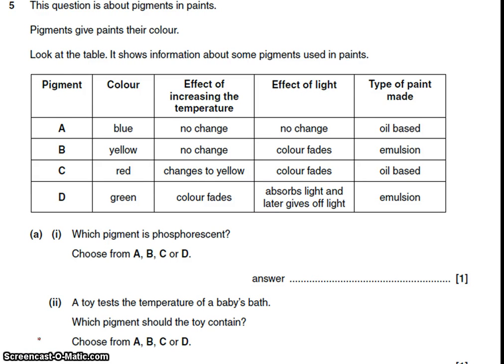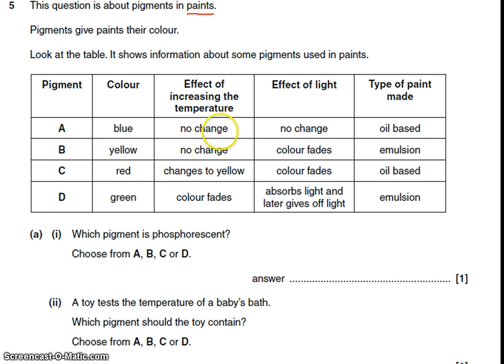Okay, this is the review of the January 2013 Core 1 paper. This section is the chemistry section, so the one on C1. Okay, so the first question is C1H, the last section in C1, which is about paints.